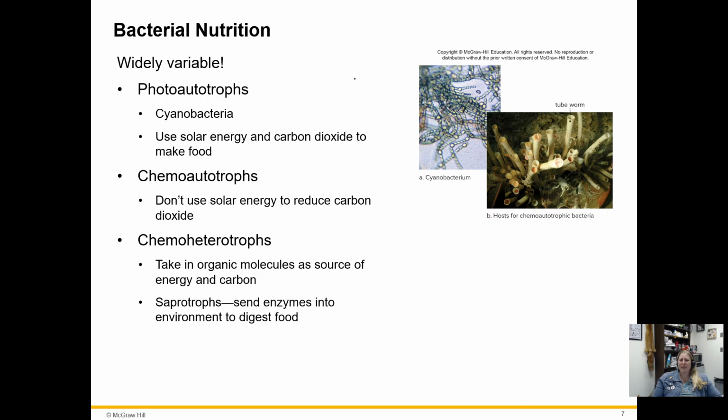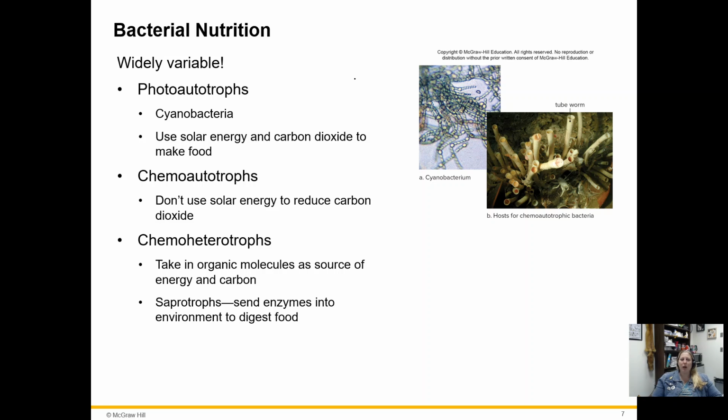There are a lot of different ways that bacteria can utilize solar energy and carbon dioxide to make food. There's a lot of different varieties there. We do often find them in wet aquatic environments because they are in a solution of nutrients and water. There are also chemoautotrophs, which are not using solar energy or carbon dioxide, potentially, to go through the process of making their own sugars.